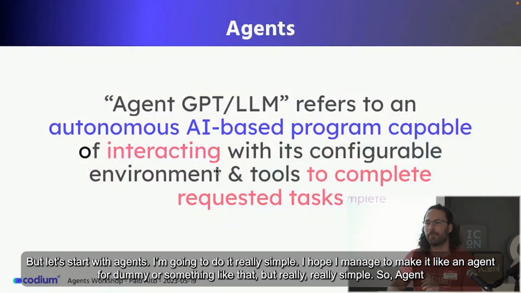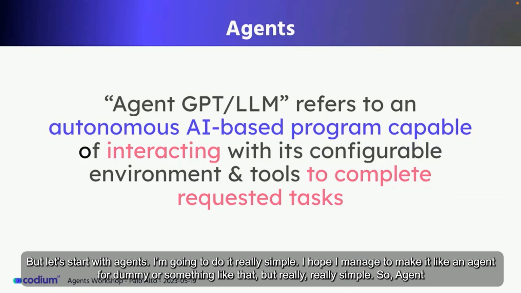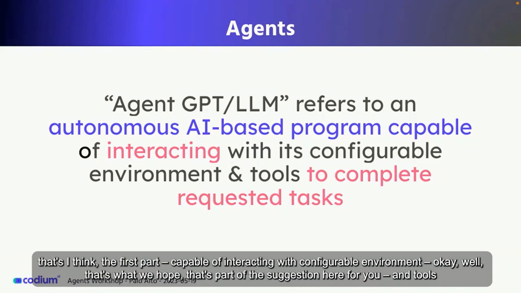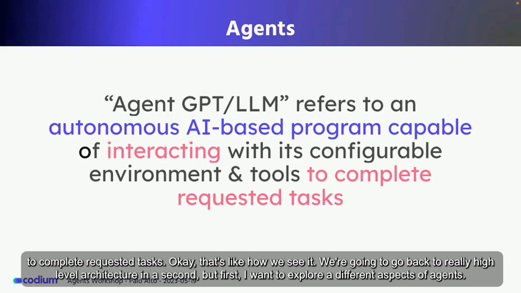But let's start with agents. I'm going to do it really simple. I hope I managed to make it like agents for dummies or something like that, but really simple. Agent GPT or agent LLM, because there are also other kinds of agents, like one that's running on your server, etc. So agent LLM refers to an autonomous AI-based program, capable of interacting with a configurable environment, well, that's what we hope, and tools to complete requested tasks. That's how we see it.